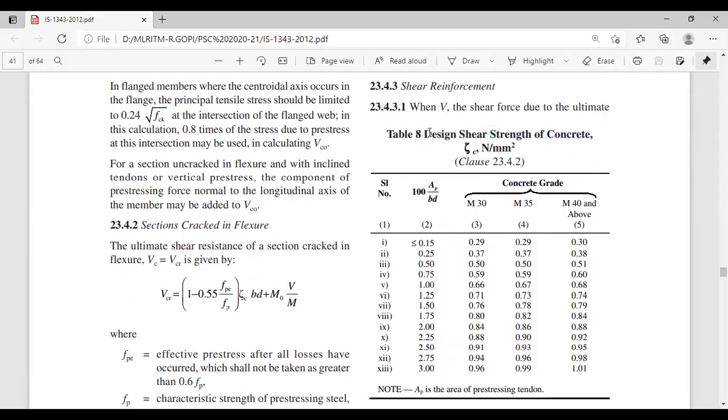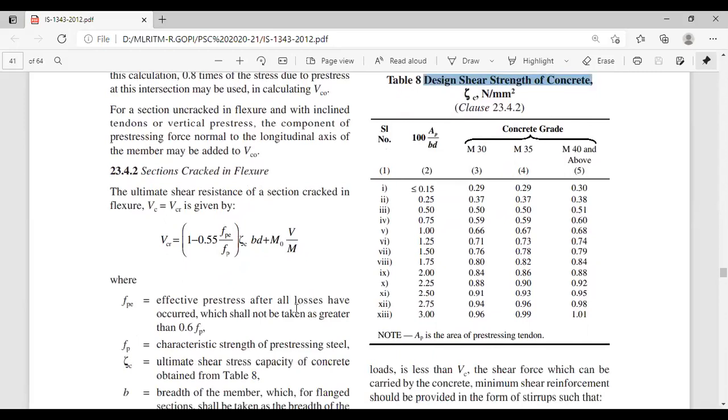There are two names for tau c. Tau c is called shear stress actually, but in the IS code they use design shear strength of concrete, in terms of Newton per mm square. This is as per your RCC design, same as RCC design. So τc·b·d + M0·V/M. Let us see one by one.